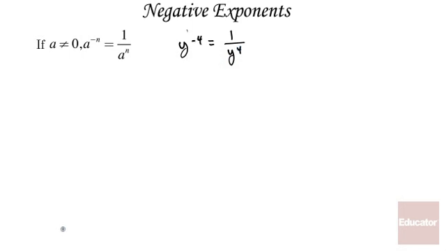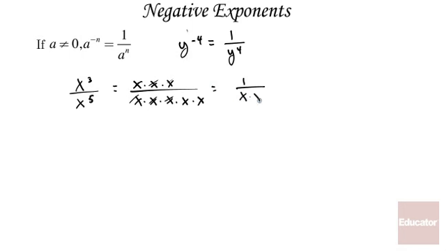Now, let's think about why this would be. If you have something like x cubed over x to the 5th, that would actually give you x times x times x all over x times x times x times x times x, five times. So if I go ahead and look at what that would be, I could cancel out these x's, the first 3, and I'd end up with 1 over x times x, or 1 over x squared.